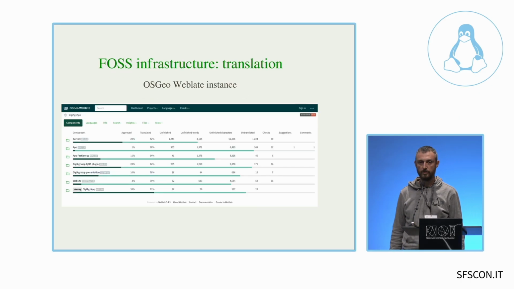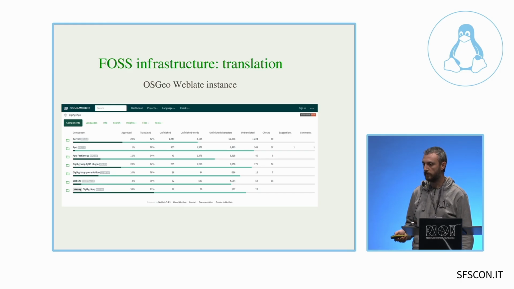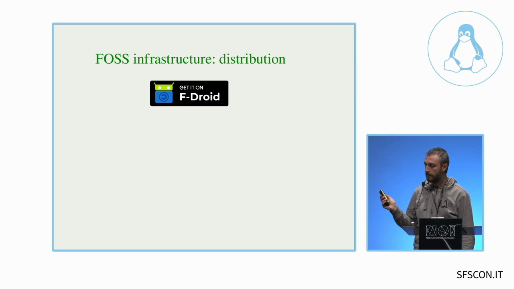For the translation, all the software is translated into some languages, at least 5 until now. And we use a software called Weblate, with the instance provided by OSGeo. OSGeo is the open source geospatial foundation that is managing most of the GIS software in the open source galaxy.